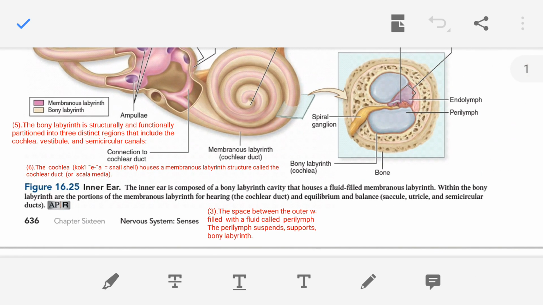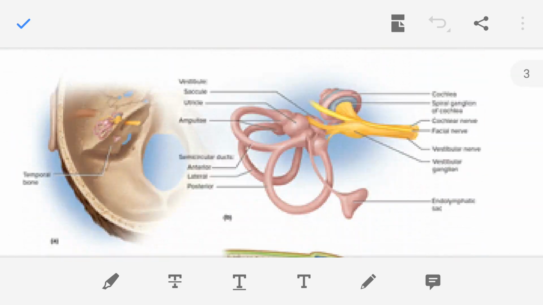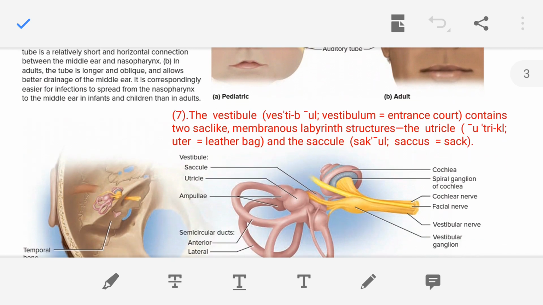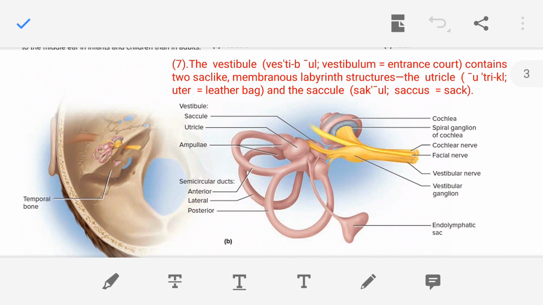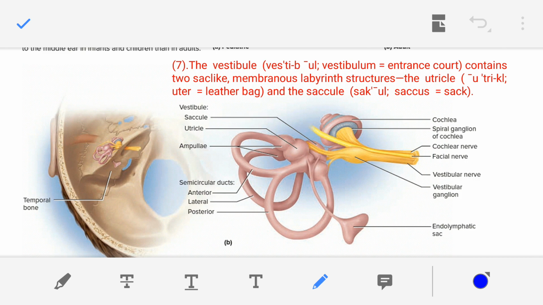Now we are discussing the seventh point. In the seventh point, we are discussing the vestibule. See over here, the name is written vestibule. So what is vestibule? The term vestibule is derived from the word vestibulum. Vestibulum means entrance court.